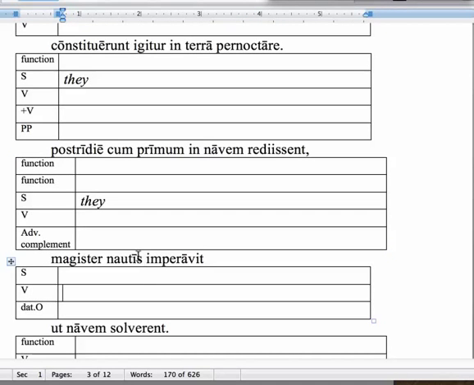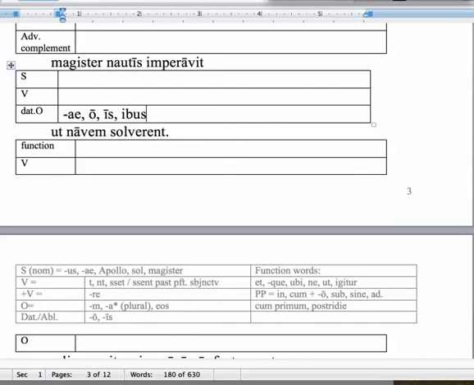Imperavit is the verb, and that only leaves nautis as dative. The dative endings are usually AE, long O, long IS, or ibus. Those are the main ones. Okay. Let's see. Ut is a function word. Solverent is the verb. Navem is the object.